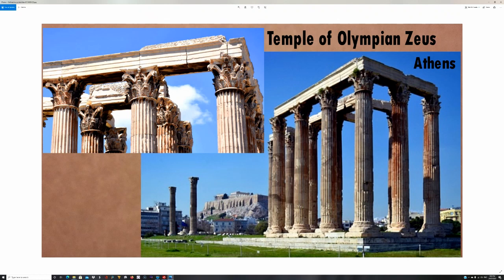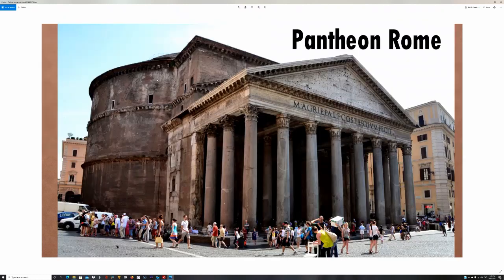temple. Having Corinthian columns doesn't define it as Corinthian, but what does is all the weights, the proportions, the details, the way that it's decorated. It has Corinthian columns, and that is a very important feature, but it's not the only feature that would define it as a Corinthian temple. The Pantheon in Rome.